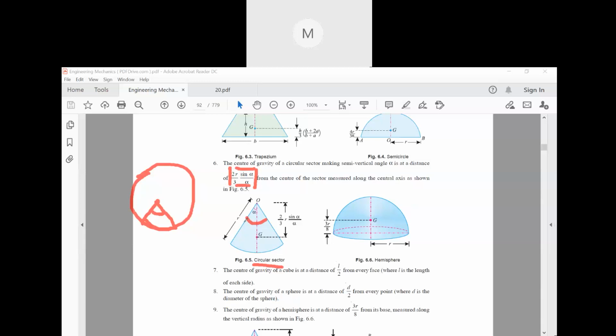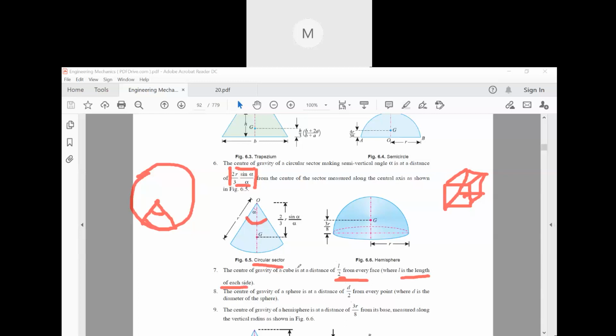Then you go to what? Cube. Now for a cube, the center of gravity. Cube means the three-dimensional version of a square, right? Suppose we draw it in this manner, right? So this is what the cube is. The center of gravity of this is at a distance of L by 2 from every face, where L is the length of each side. So this is the center of gravity of a cube.